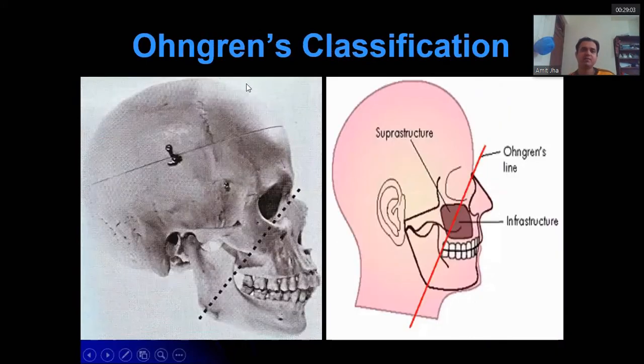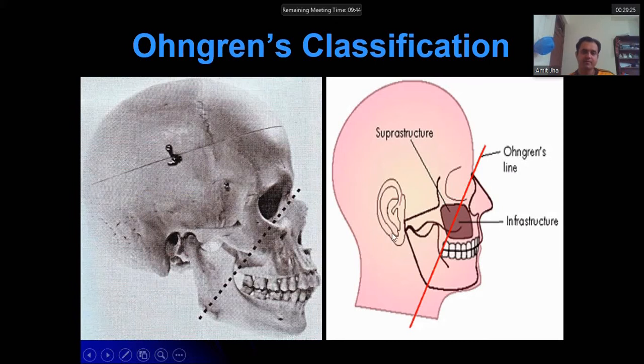There is something called Ohngren's line, eh? Ohngren's line. Okay, we have 10 minutes before the meeting ends, right? It may be possible for me to finish it in 10 minutes maybe. If not, then we'll just increase. We'll start another session, right?